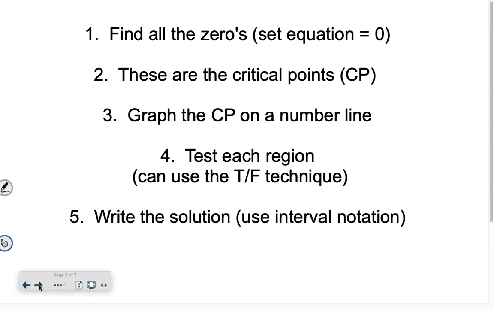And so here's the process again. Okay, the process is pretty much exactly the same as what you were just doing with the absolute value inequalities, where once again, kind of 1 and 2 are going to go together. You're going to find all the zeros, all the critical points. Okay? The critical points with a polynomial is when it equals 0. So you want to set the equation equal to 0 and solve.